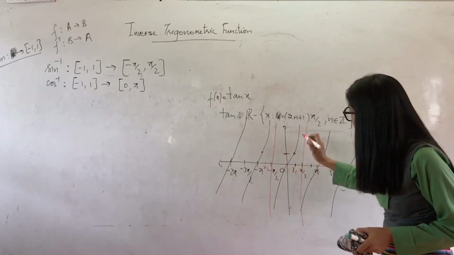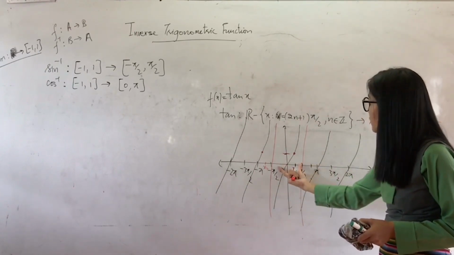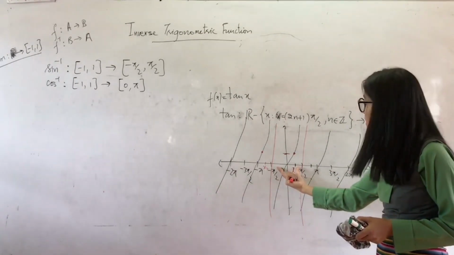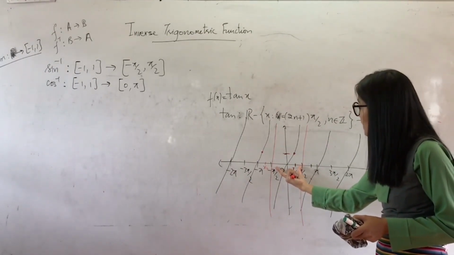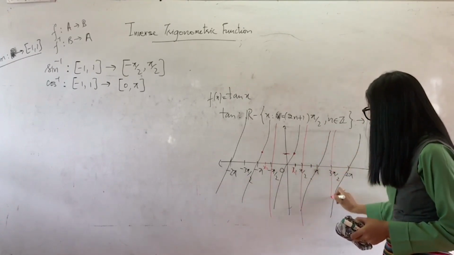Now within this interval, this graph is like this. So within this interval, tan becomes invertible. It is one-one as well as onto. So you can find out the inverse of tan in this interval. Similarly, pi by 2 to 3 pi by 2 you can find out.